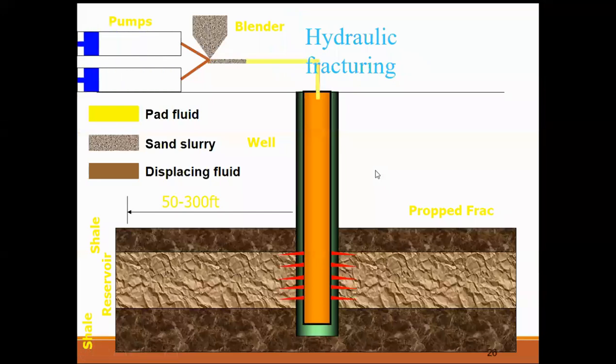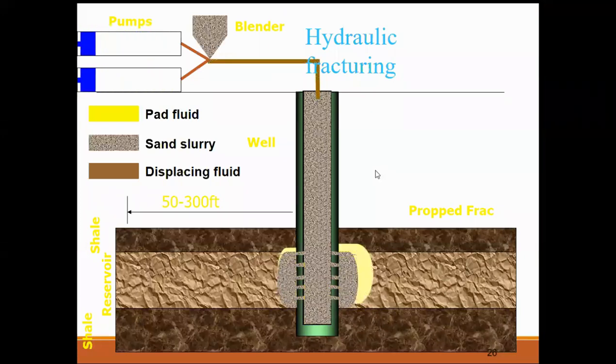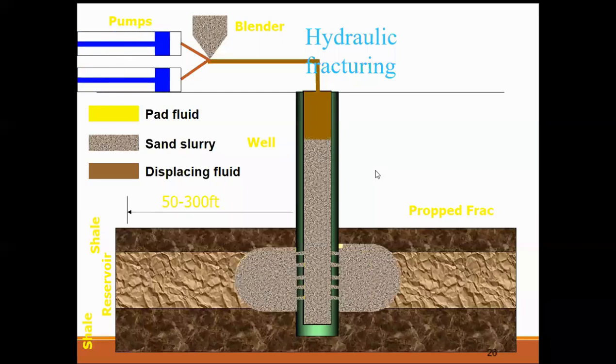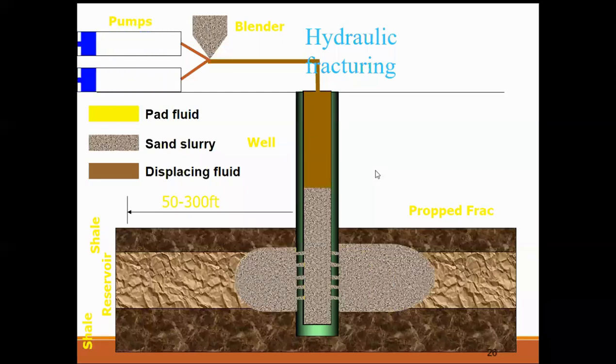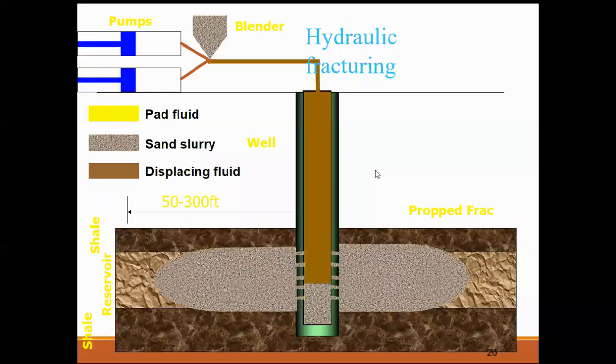So this is another animation. The yellow part which is going down, what you're pumping down, is called pad fluid. We'll discuss it now. What is pad? And behind it is sand slurry. So when you're pumping it into the formation, your pad is going first. It is making the fracture, and then you're filling it with sand slurry, right? So what is pad fluid? Pad fluid is basically the same frac fluid without any sand.